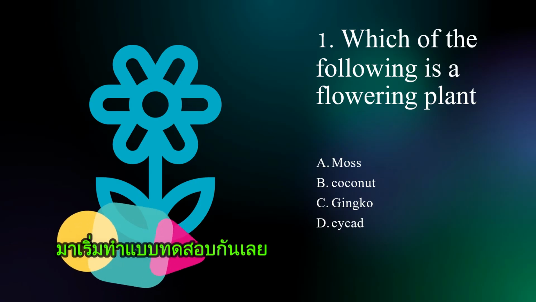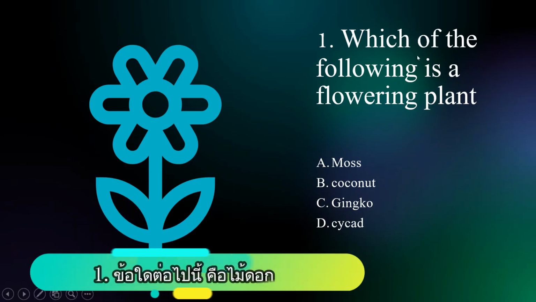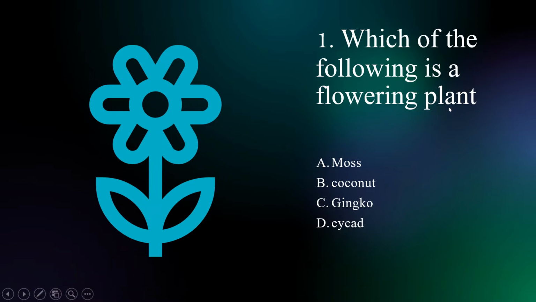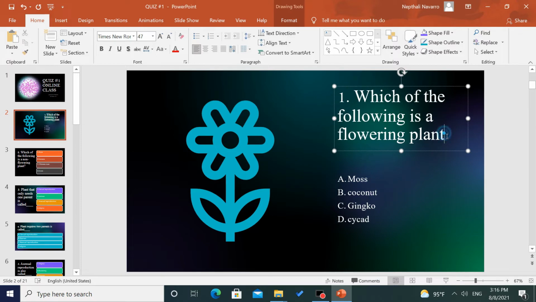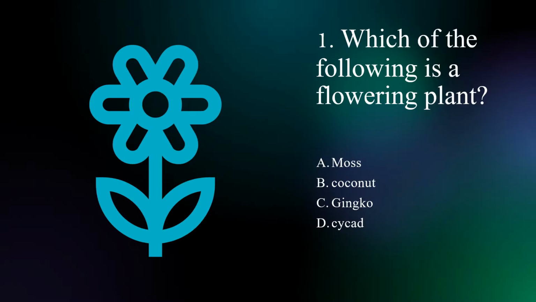Number 1. Which of the following is a flowering plant? Okay, flowering plant. Flowering plant means a plant that has a flower. A. Moss. B. Coconut. C. Ginkgo. D. Cycad.